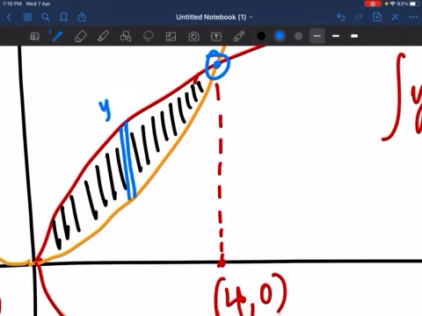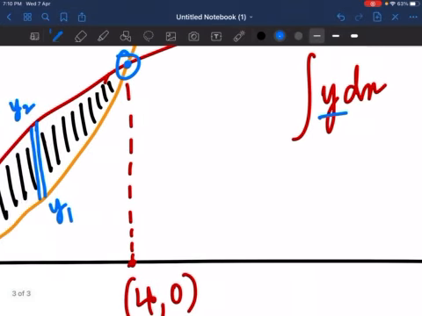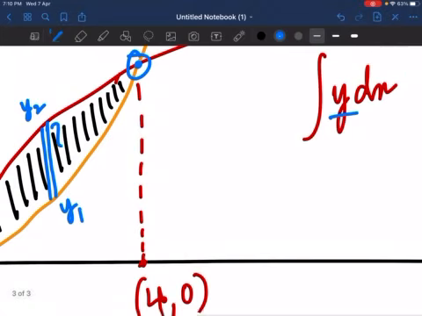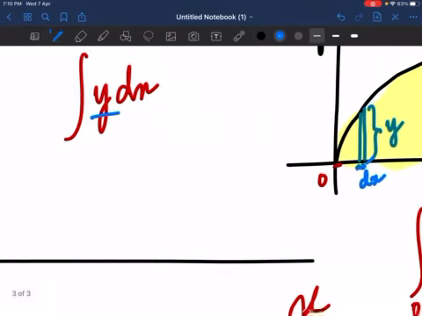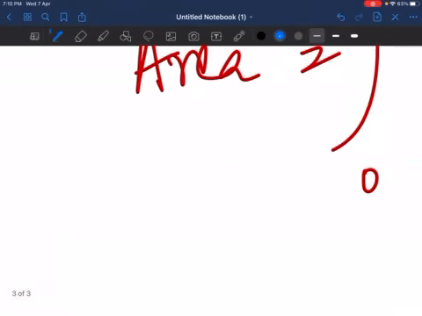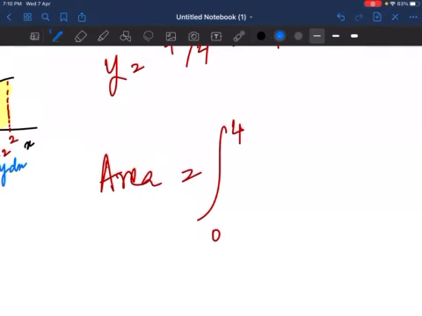So here I'm going to write y2 and here we are going to write y1. So in place of y, I will be writing y2 minus y1, because the length of the rectangle is nothing but y2 minus y1. The difference of these two, that's the length. And the breadth will be the same, it will be dx. The breadth is always the same, it will be dx. So the area will become the integral of (y2 minus y1) dx. So this is my area.